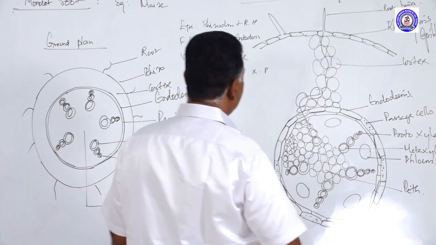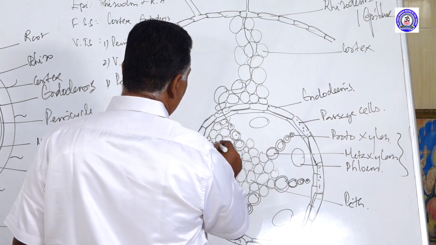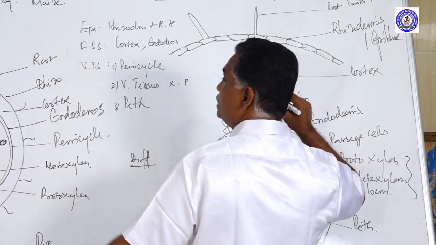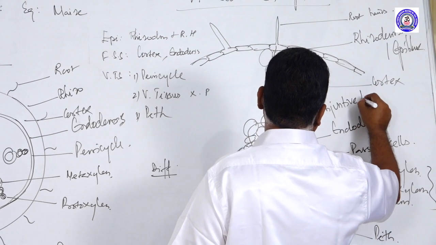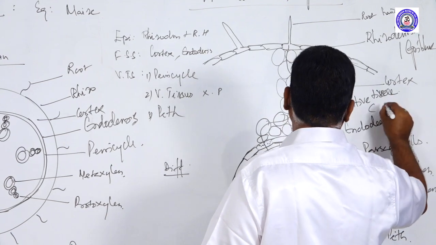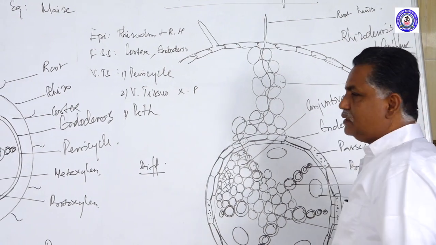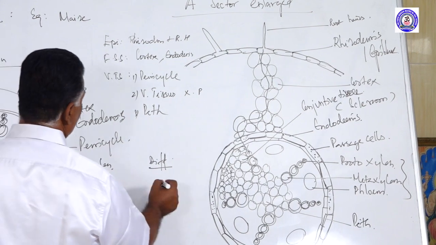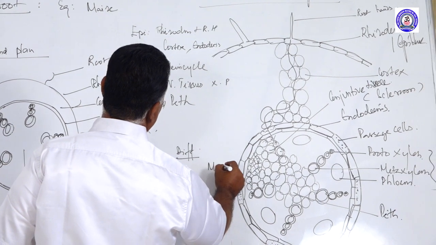Before that, there is one more point. The tissue that lies in between xylem and phloem, what do we call that? That is called conjunctive tissue. Here, the conjunctive tissue is made up of sclerenchyma cells. This is one of the differences. So this is the entire structure. Now see the differences between dicot root and monocot root.